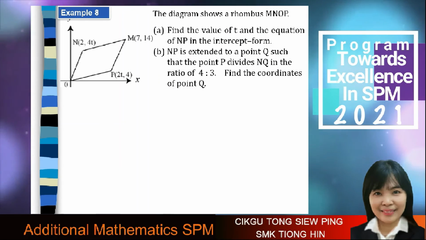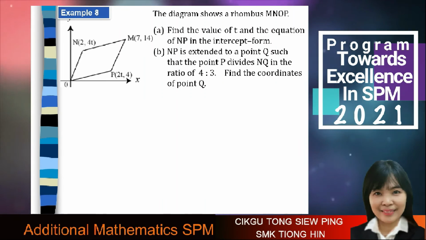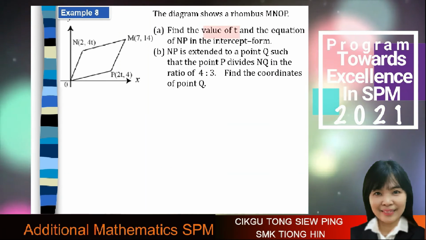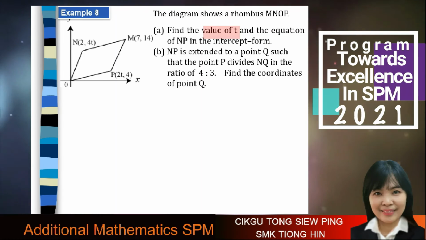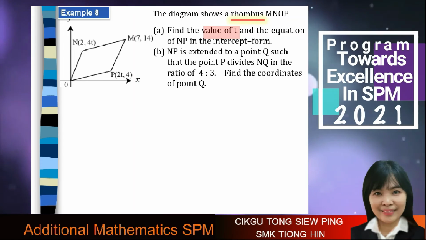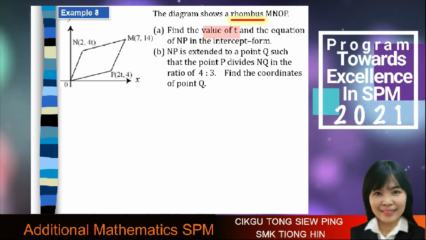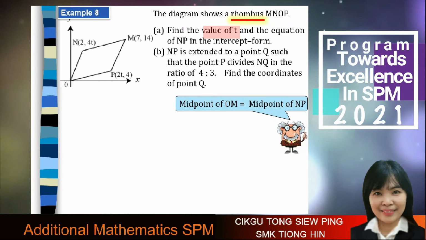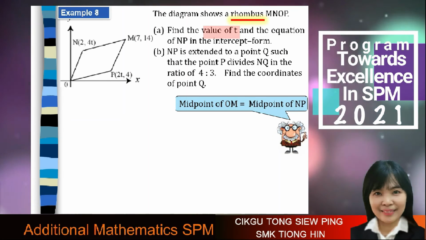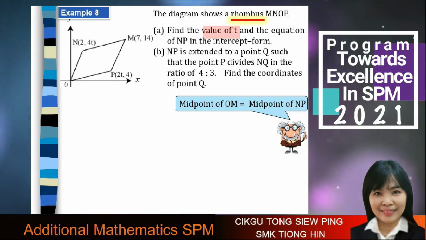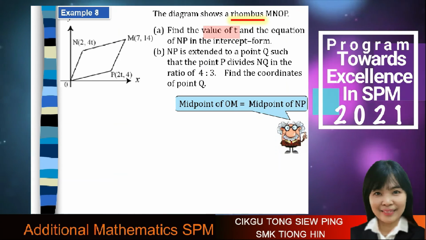This diagram shows a rhombus MNOP. A. Find the value of t and the equation of NP in the intercept form. The word rhombus gives us one very important piece of information, that is, the midpoint of ON is equal to the midpoint of NP. This is the property of a rhombus.